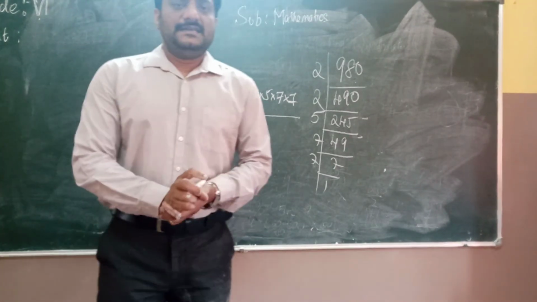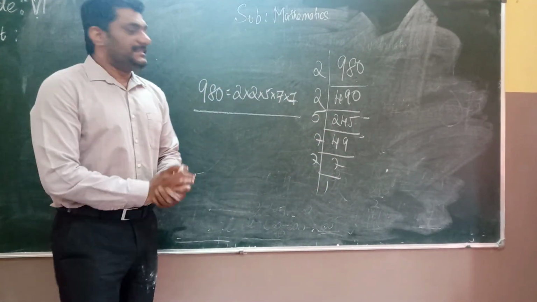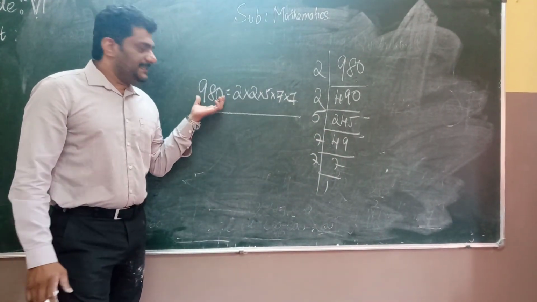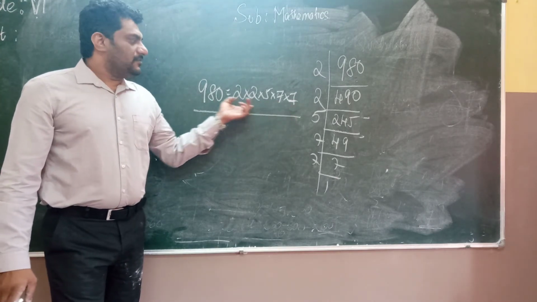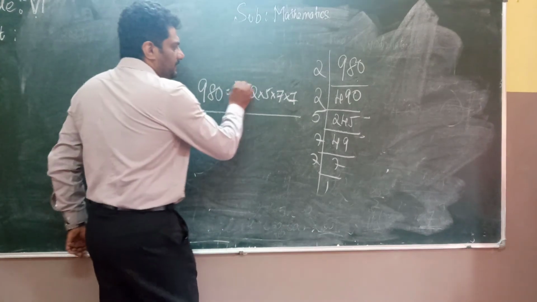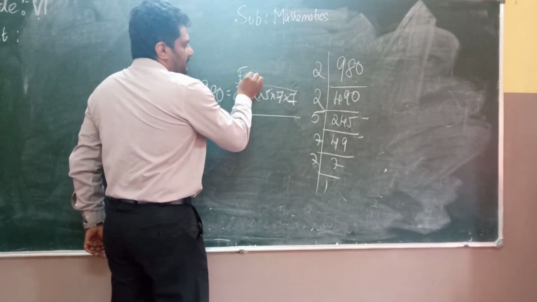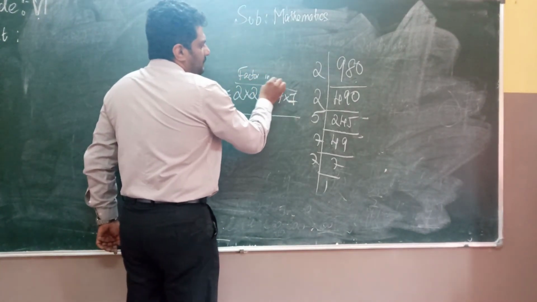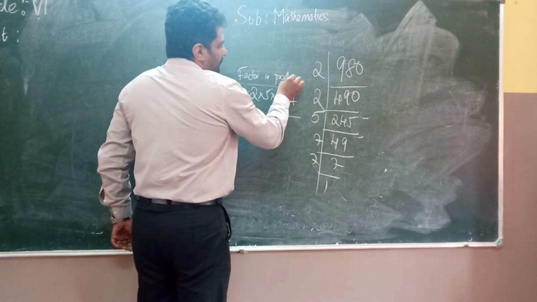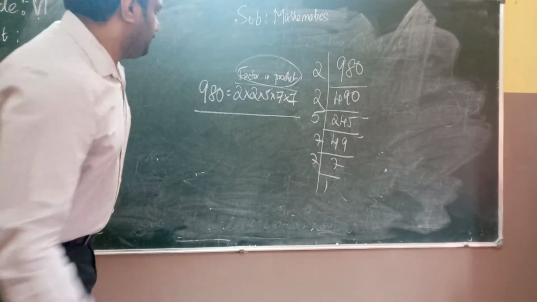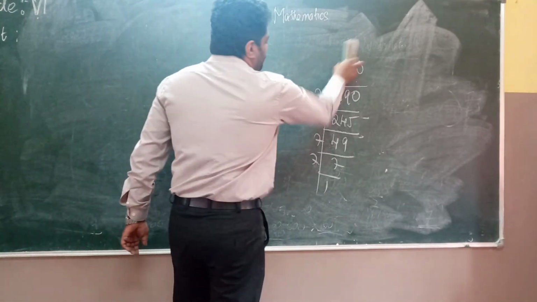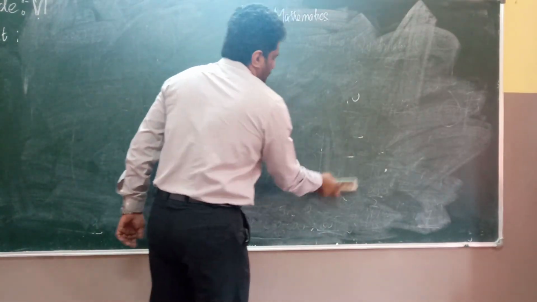See, prime factorization again is nothing but you are writing the same number as a product of its factors. These are the factors. Factors in product. Now this is the prime factorization.